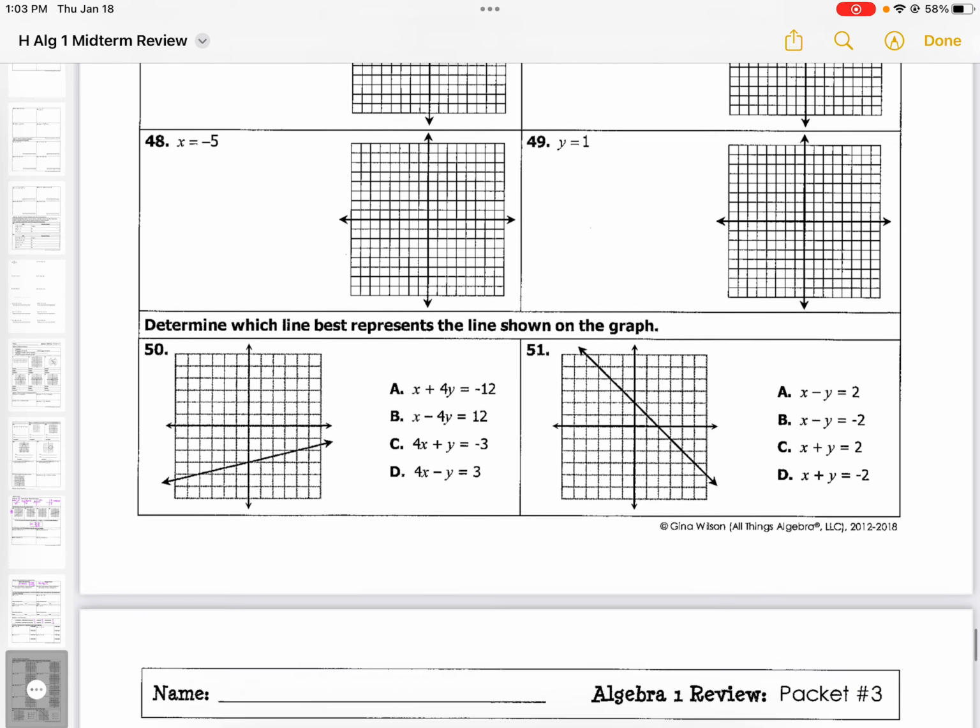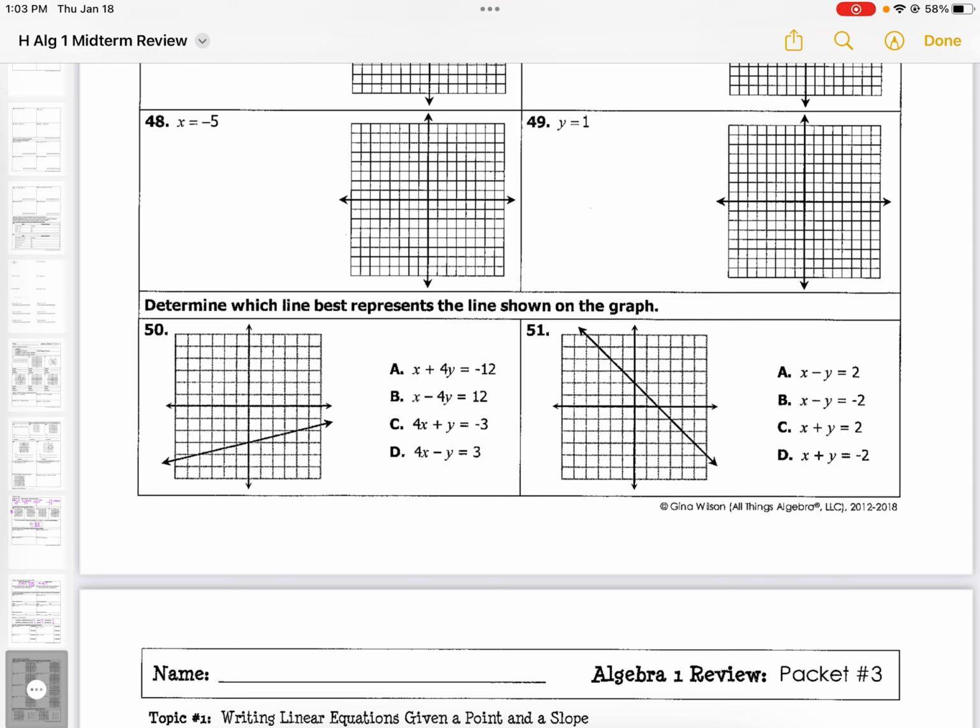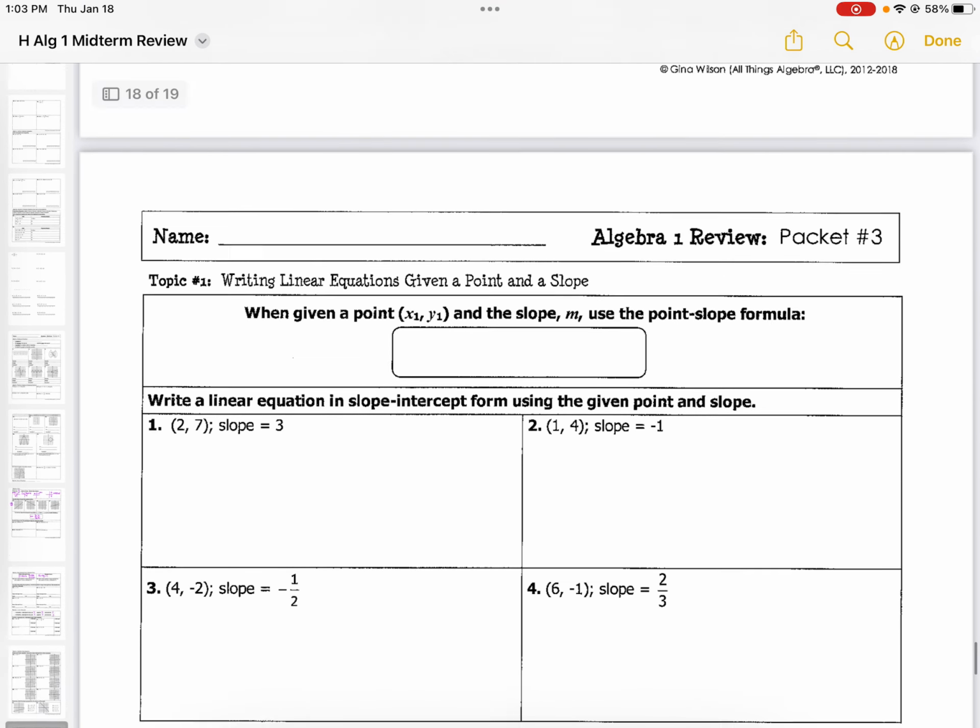For number 50 and 51, you're taking these graphs here and figuring out which line best represents the graph. The lines that they give you are all in standard form, the equations, and in standard form you can't see the slope or y-intercept, so I suggest solving those for y to figure out which one has the correct y-intercept and the correct slope for those lines.